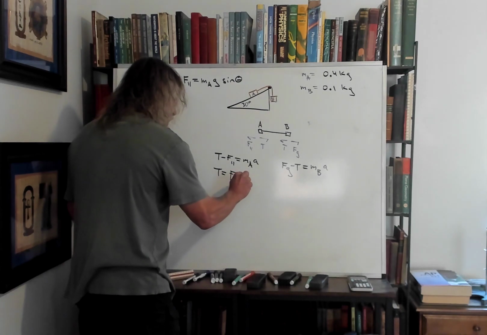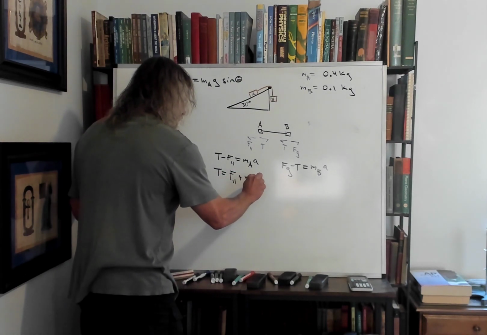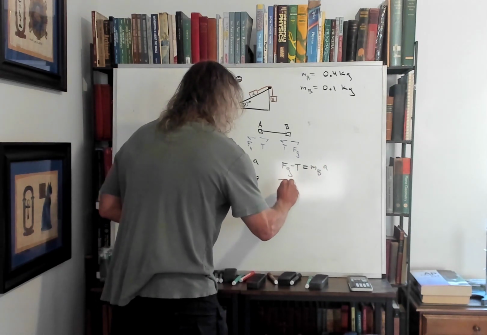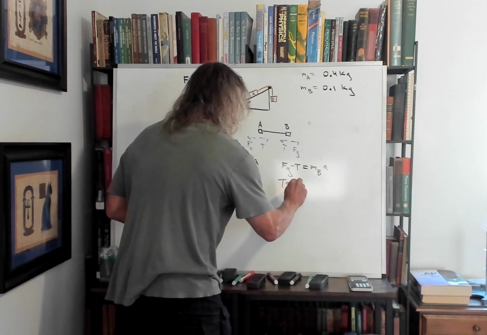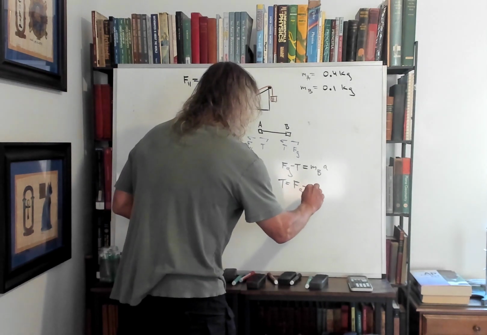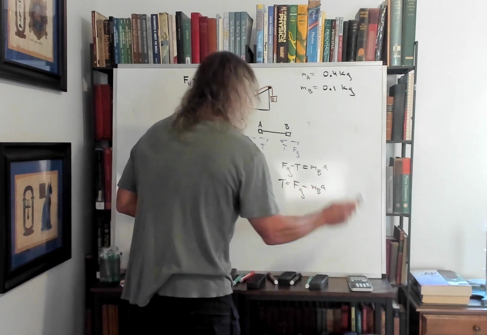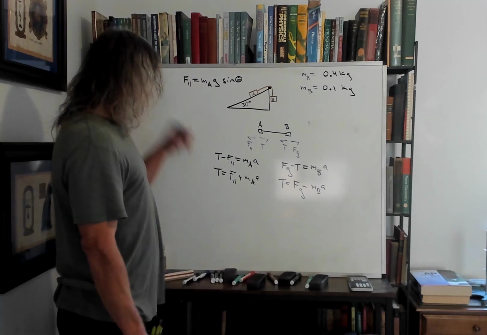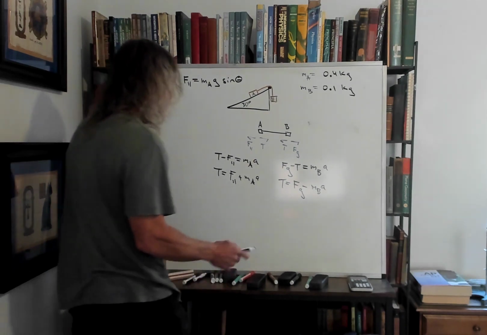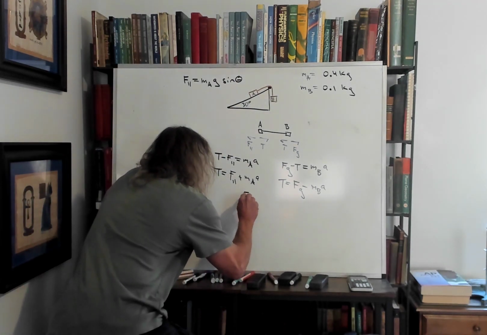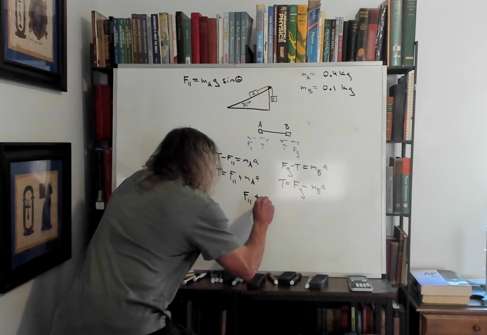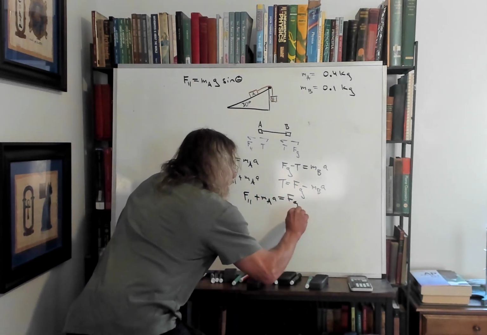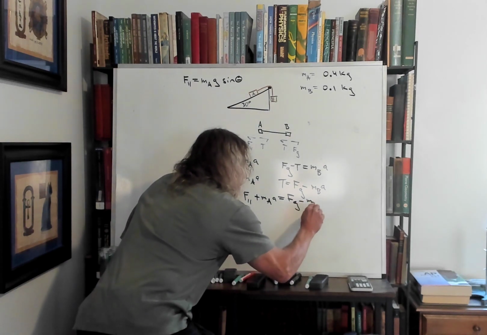F parallel plus mA a. Move the T over, move this over. You can do the algebra. Get like that. And then the tension's equal, so we put these together. F parallel plus mA a is Fg minus mB a.